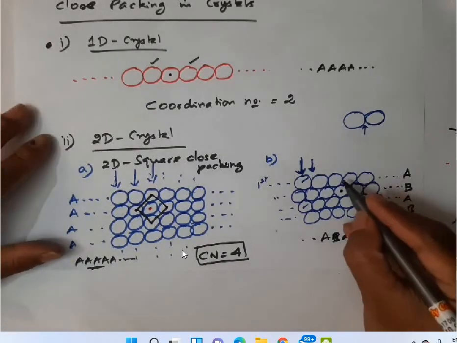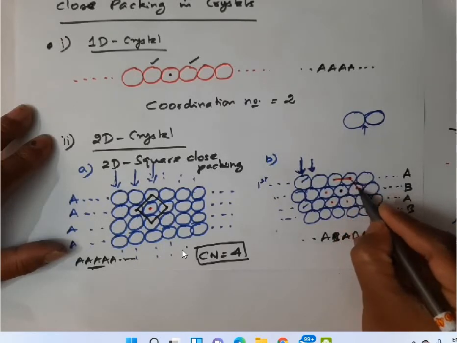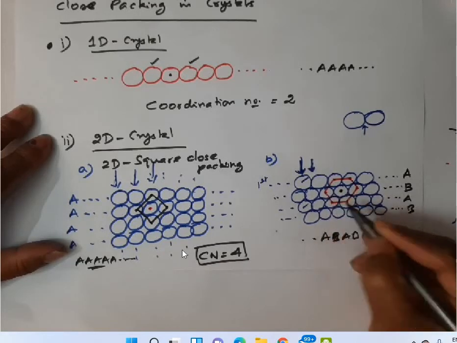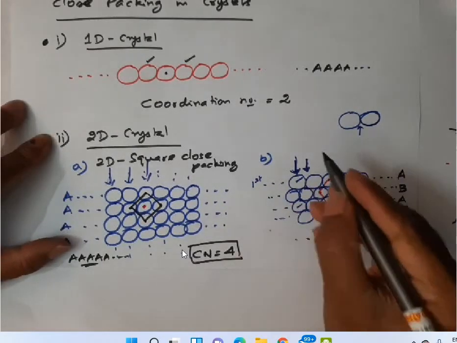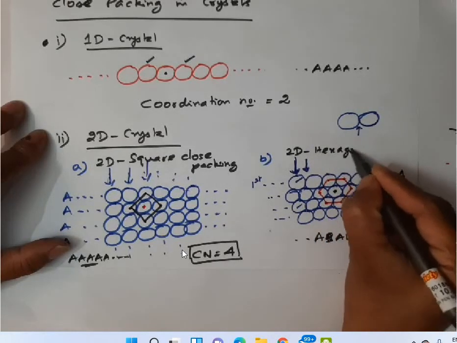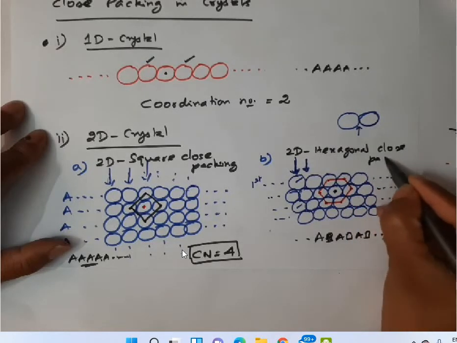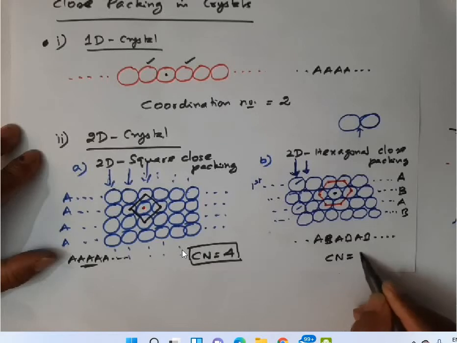Now, let me join the centers of the neighboring atoms which are touching this reference atom. What type of shape do we get? Hexagonal shape. Yes, hexagonal shape. Therefore, this layer of arrangement is what we call two-dimensional hexagonal close packing arrangement. So, in two-dimensional close packing, we have two types: two-dimensional square close packing and two-dimensional hexagonal close packing. In two-dimensional hexagonal close packing, the coordination number is 6.